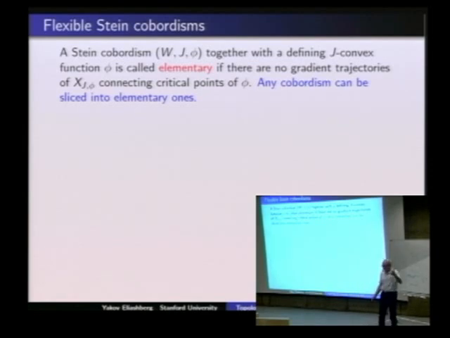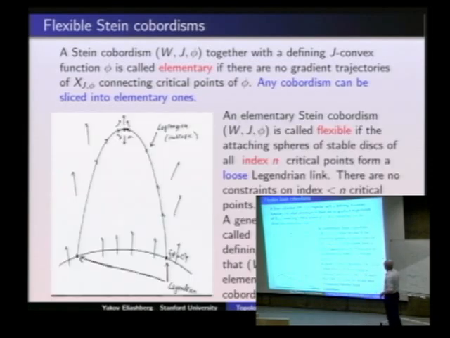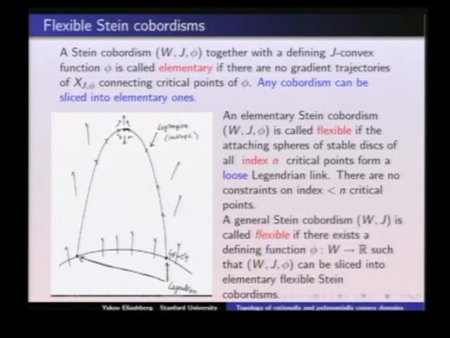And of course, any cobordism can be sliced into elementary ones. An elementary cobordism is called flexible if all top-dimensional Lagrangian disks, the stable disks, are attached along loose Legendrian knots. There is no constraint on critical points of index less than n.